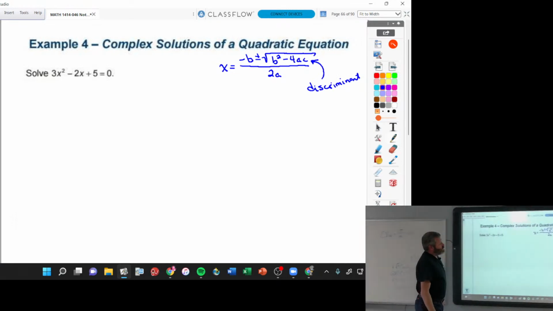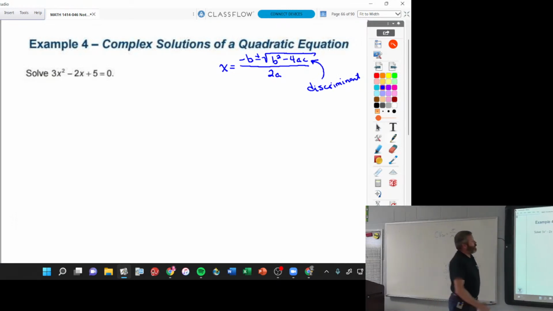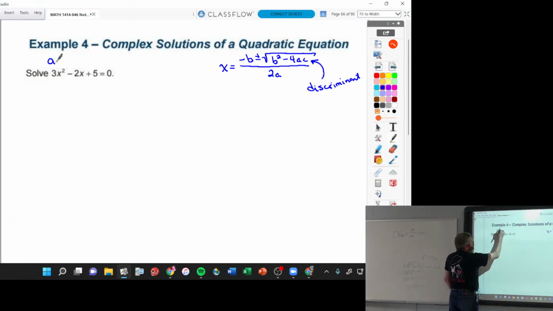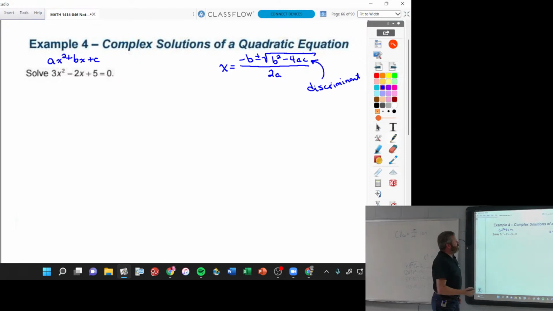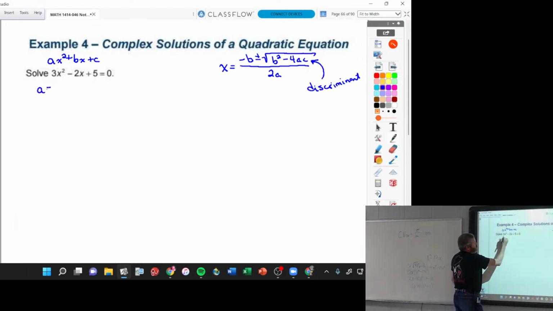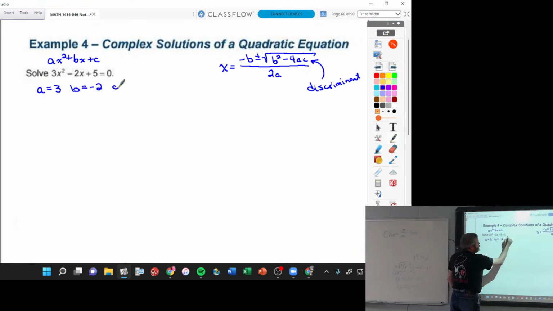And we'll solve for the discriminant in just a moment. So remember, a quadratic takes the form ax squared plus bx plus c. So for this particular problem they've given us, I know that a is 3, b is negative 2, and c is 5.